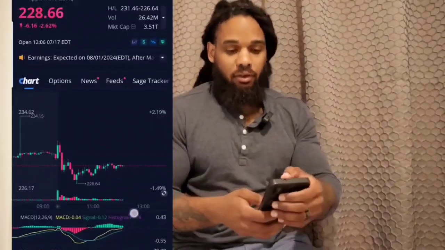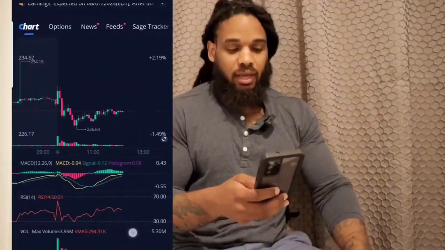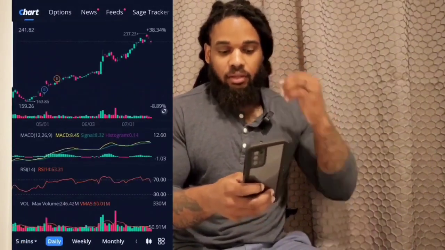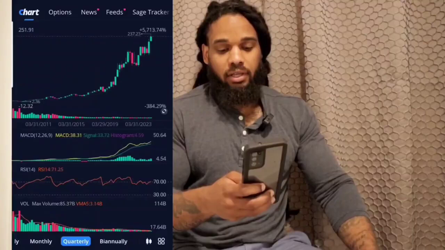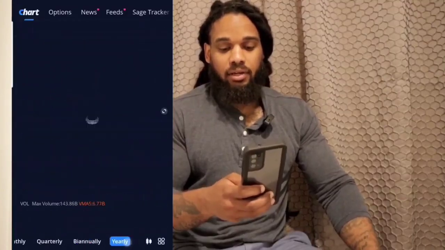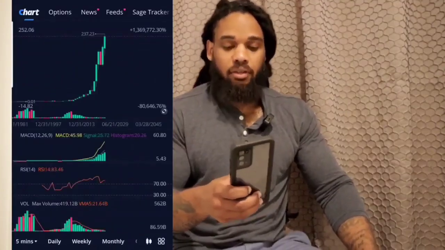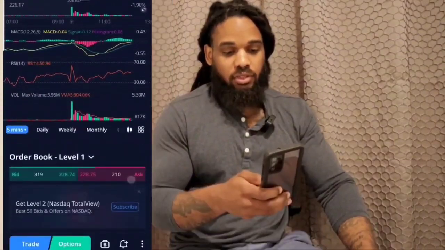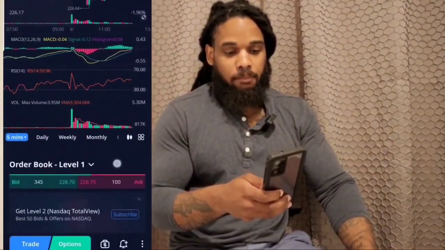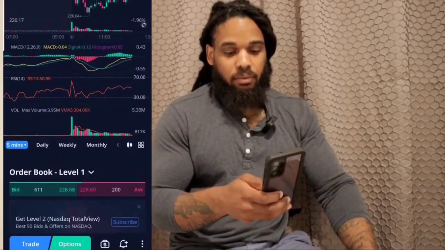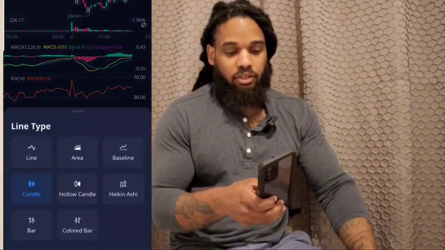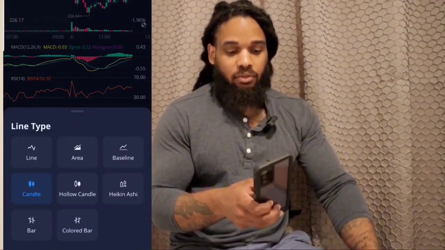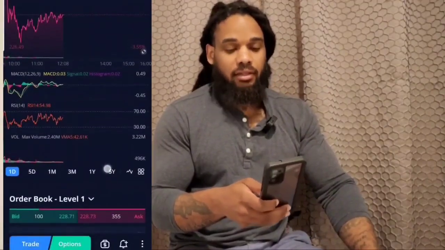Once you scroll down, you're going to notice there are different time frames on Apple. You have the 5-minute, daily, weekly, monthly, quarterly, biannually, yearly, etc. On the 5-minute, you could also change that to 1. If you look to the side next to the different time frames, you see a button here. When you click on it, you could change from a candle chart to a line chart, just like that.